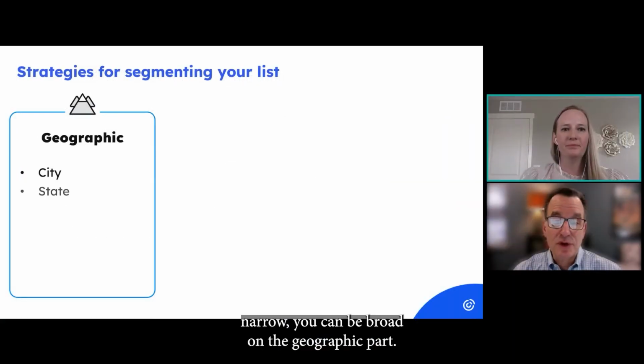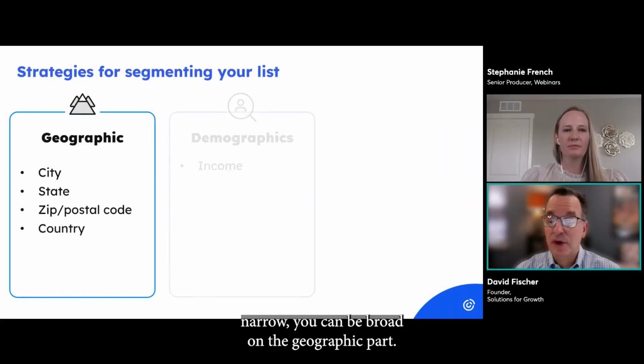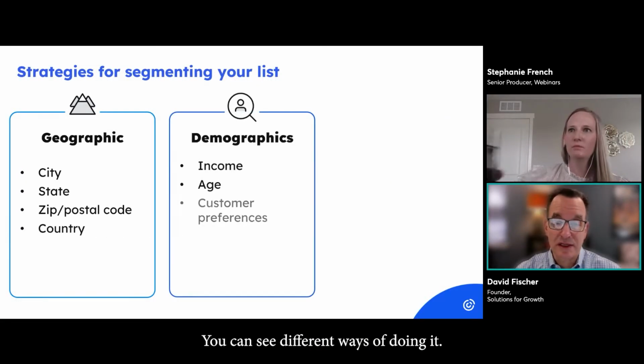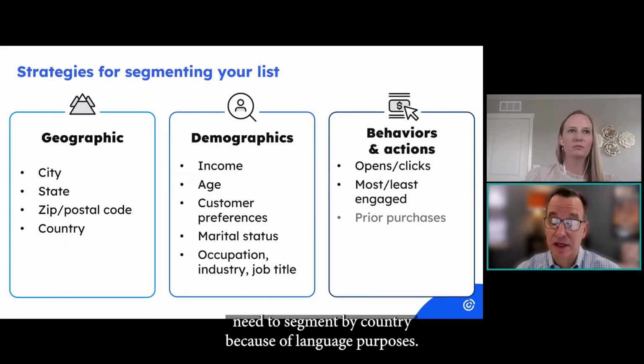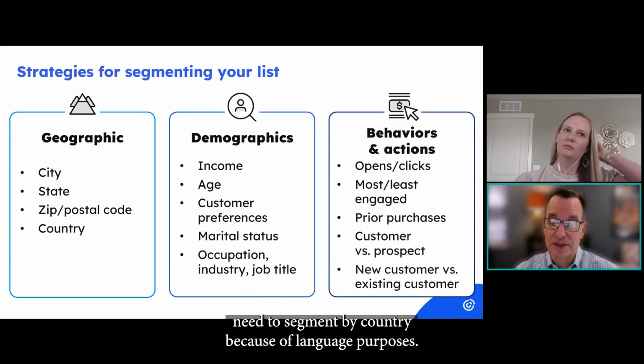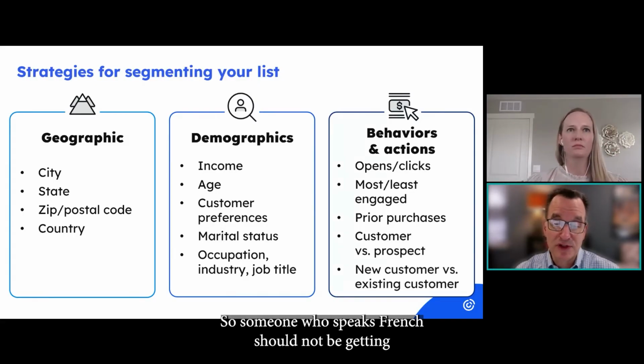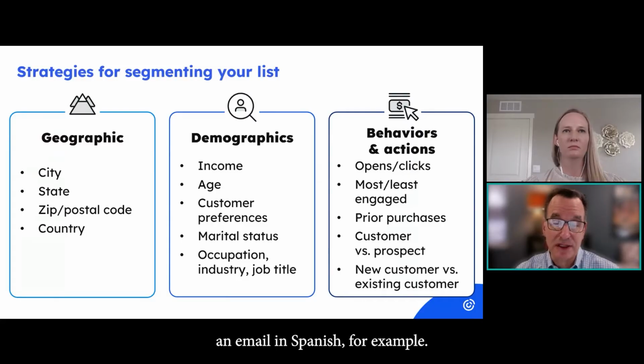You can go narrow, you can go broad. So on the geographic part, you can see different ways of doing it. We have international clients, and some of them need to segment by country because of language purposes. So someone who speaks French should not be getting an email in Spanish, for example.